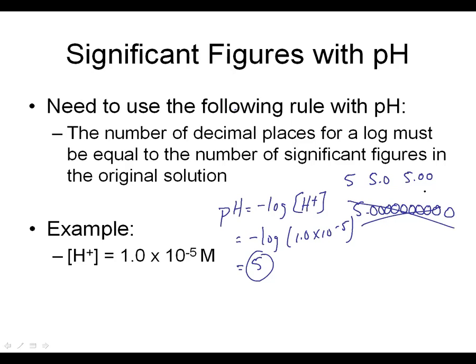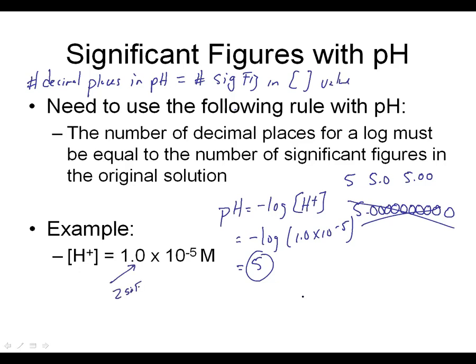So the number of decimal places in your pH will equal the number of significant figures in your concentration value. So my concentration value is here. This has 2 significant figures, which means that my answer should have 2 decimal places, not significant figures. So the correct answer here is 5.00.